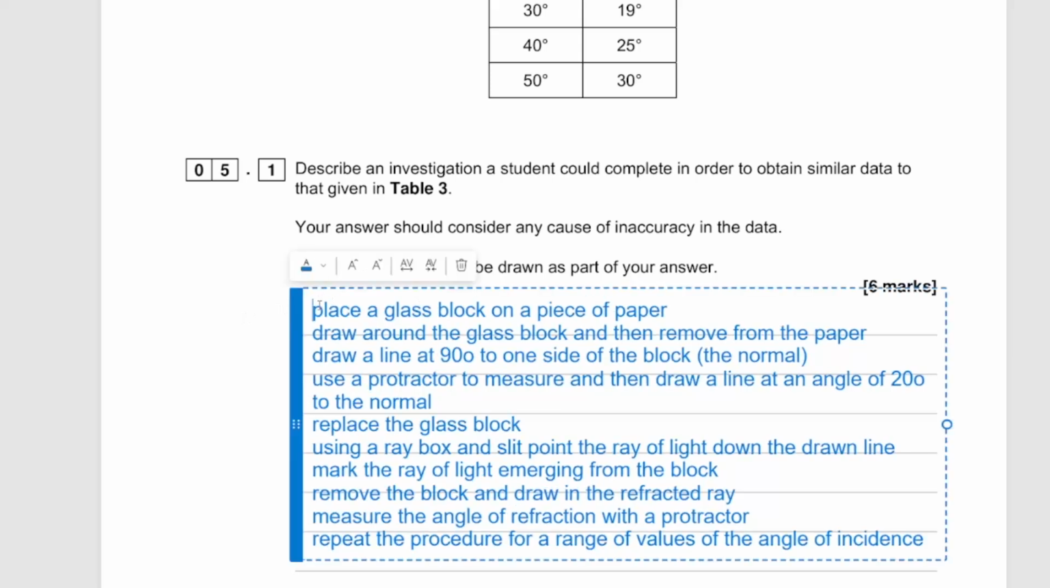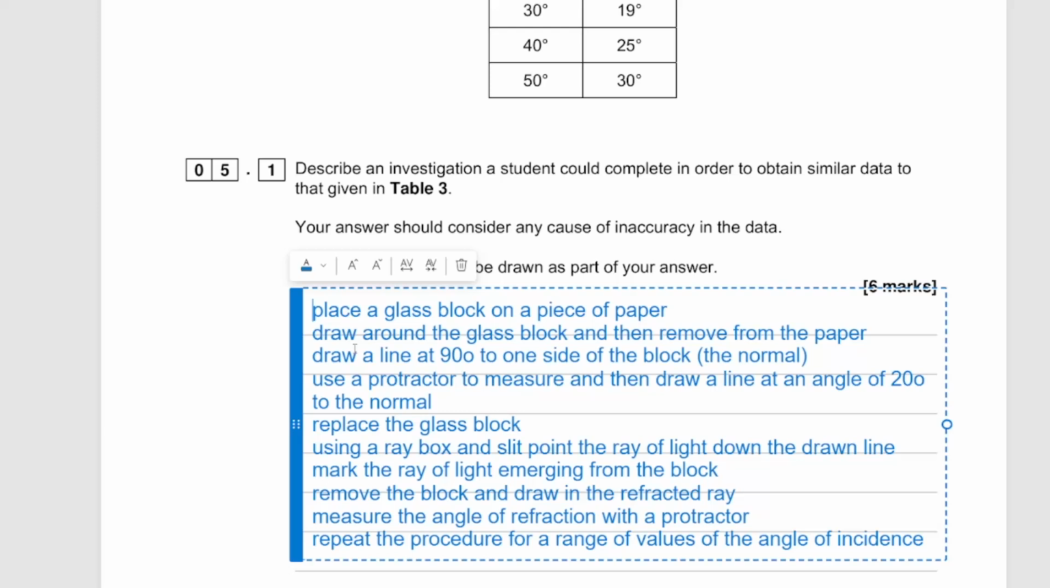Anyway, I've written out steps here. Place a glass block on a piece of paper, draw around the glass block and then remove the glass block from the paper. Draw a line at 90 degrees to one side of the block, also known as the normal. Use a protractor to measure, and then draw a line at an angle of 20 degrees to the normal. And then you replace the glass block, put it back where it was before, and then use a ray box and slit.